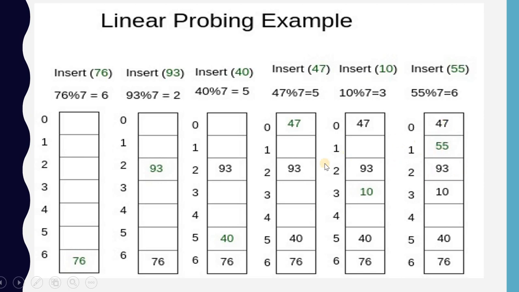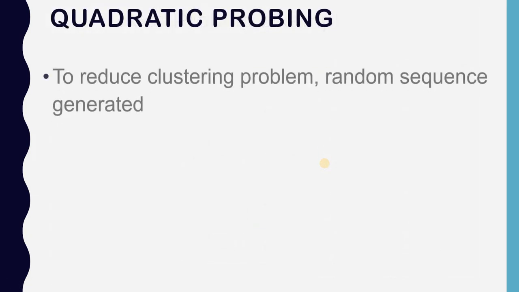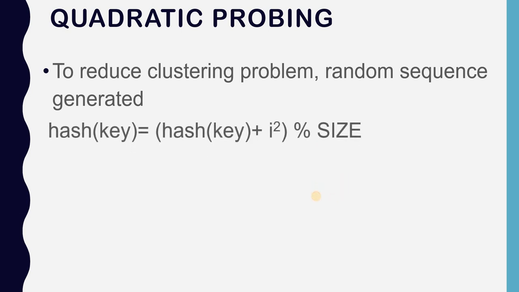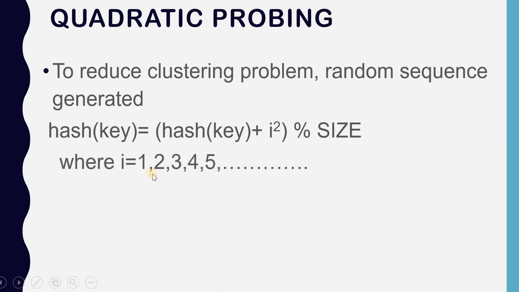So this is the example of linear probing. Now next is quadratic probing. The problem of linear probing is the clustering problem. So instead of generating a linear sequence, can we generate a random sequence or a quadratic sequence? We can do that using this formula. You have to calculate the hash of the key plus i square, mod size, instead of i. That is, i ranges from 1, 2, 3, 4, 5.